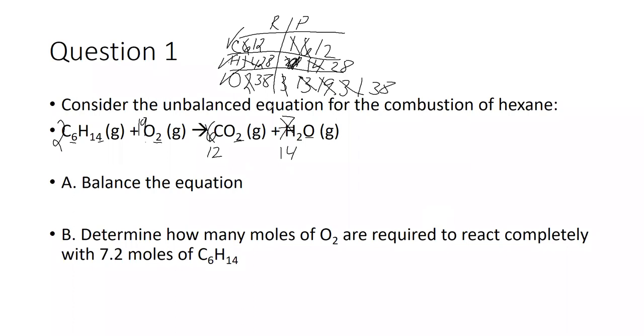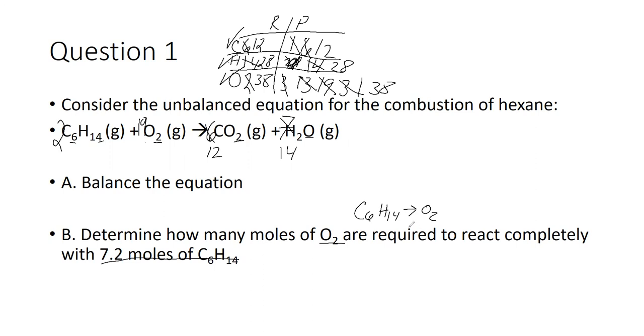All right, so B is a giant conversion problem. What I'm saying is that if I start with 7.2 moles of C6H14, how many moles of O2 do I get? So my conversion I'm really doing is converting between C6H14 to O2, or how many moles of O2 do I need to use, rather.